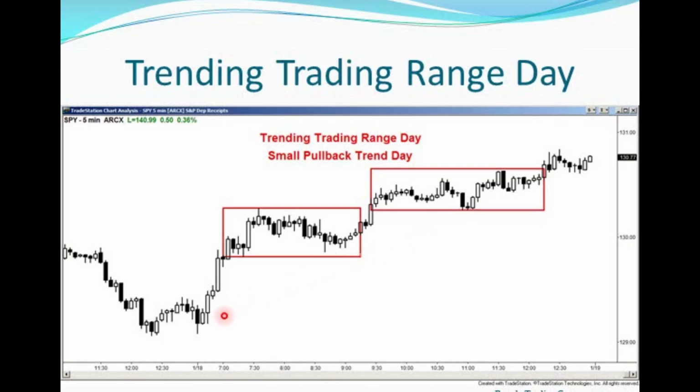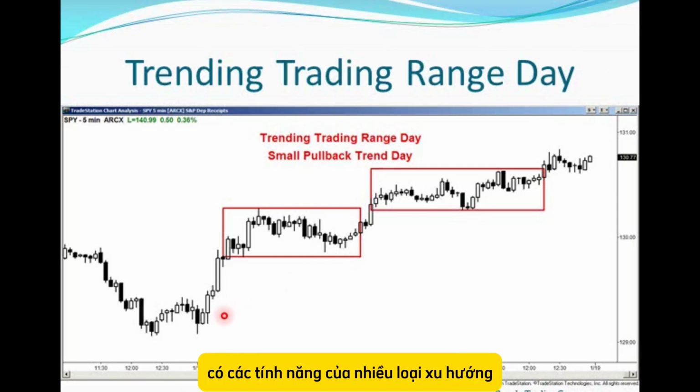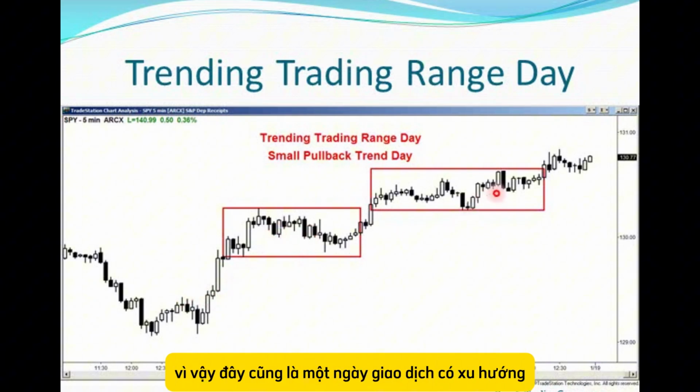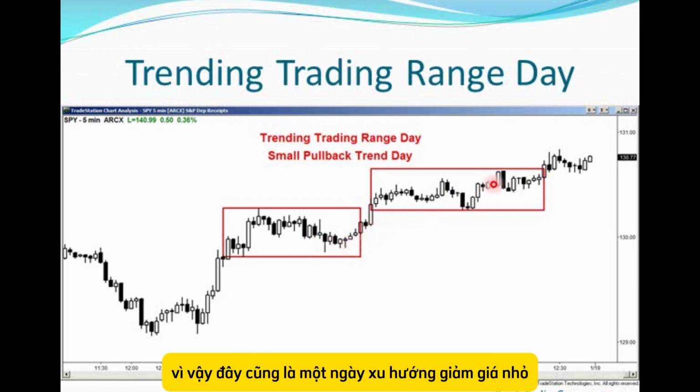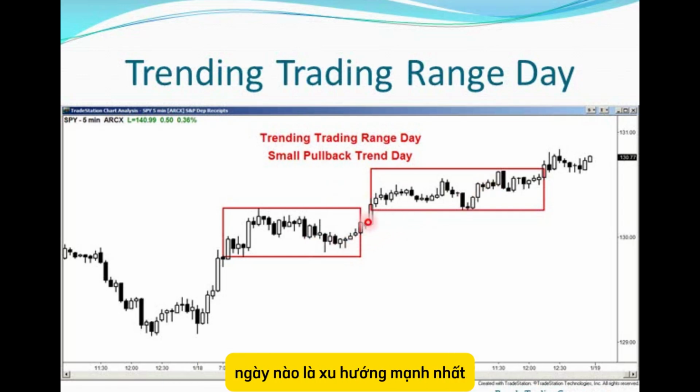Okay, the day, like all trend days, has features of more than one type of trend. We have the spike and channel. We have a series of trading ranges, so it's also a trending trading range day. And the pullbacks are very small, especially since this low. So it's also a small pullback trend day, which is the strongest type of trend day.